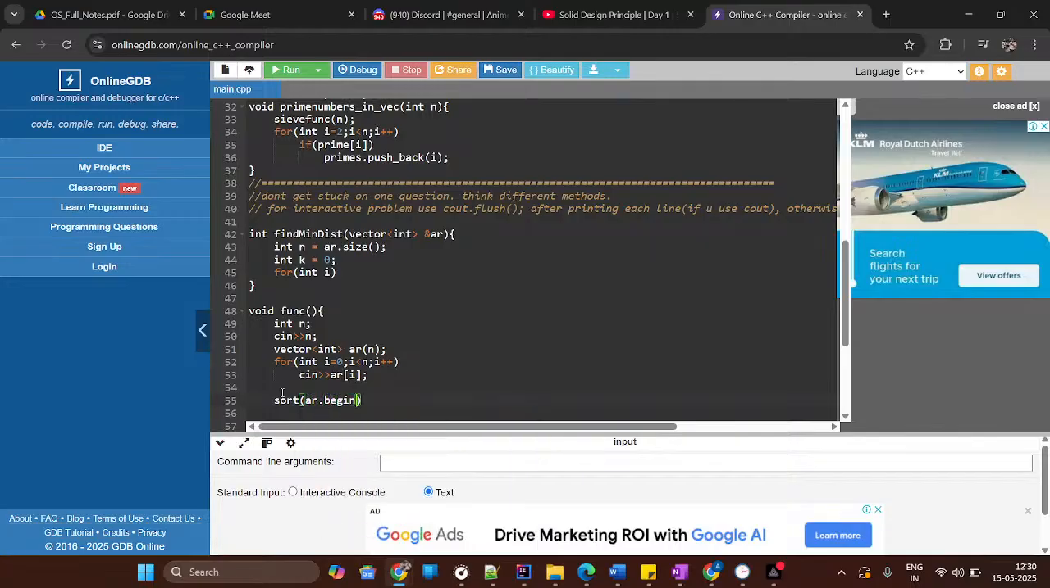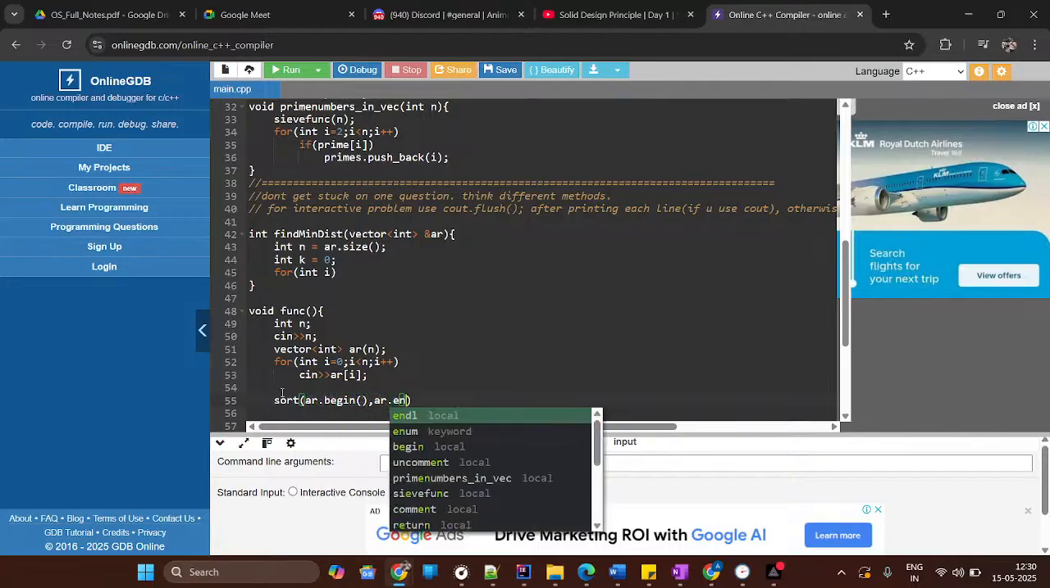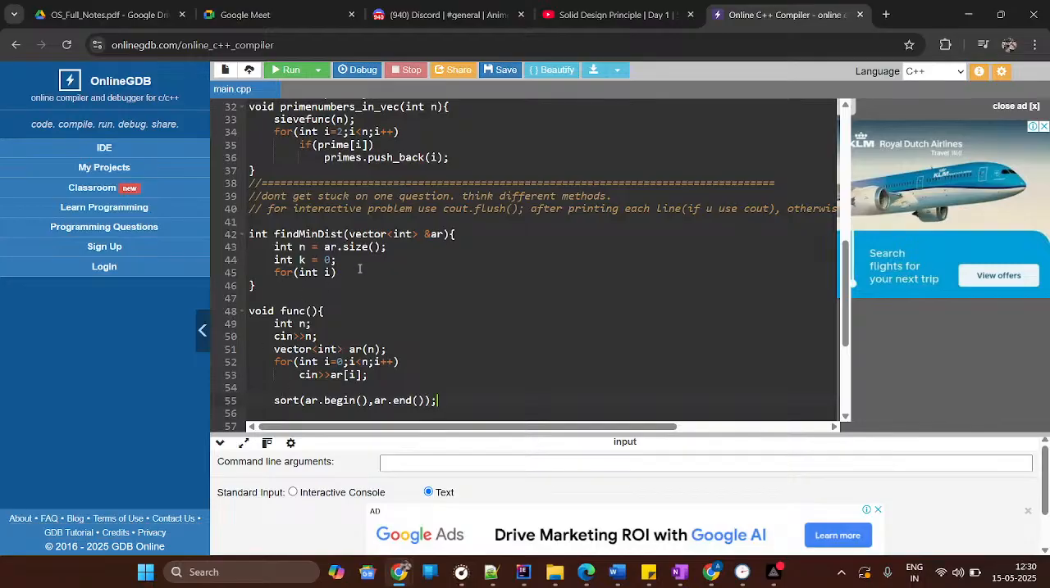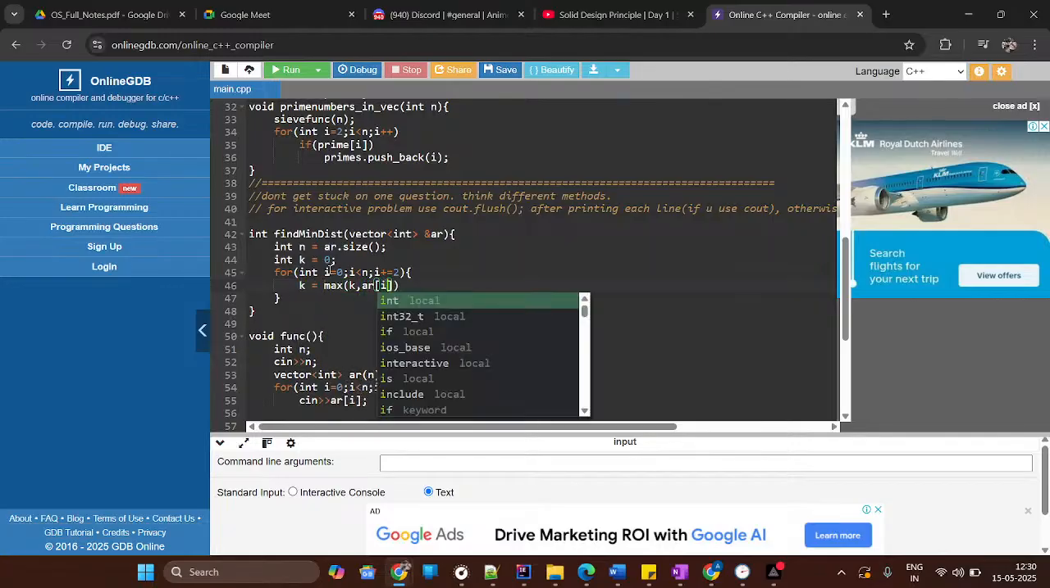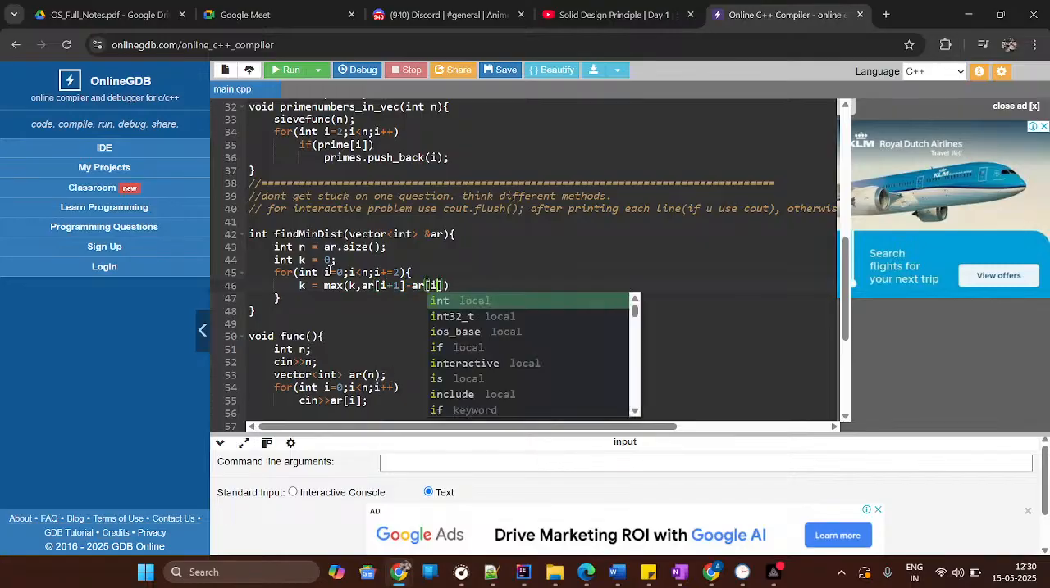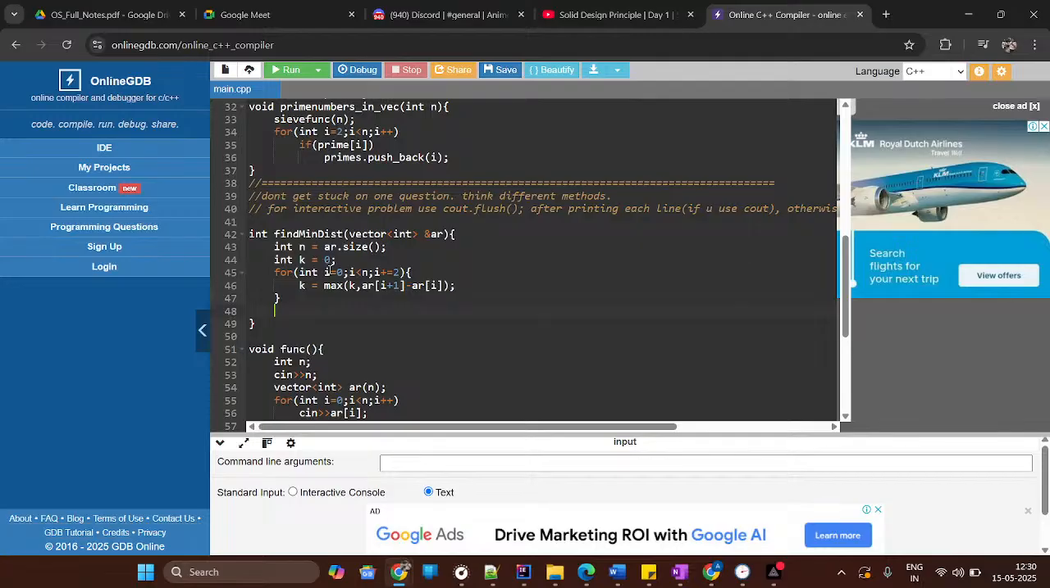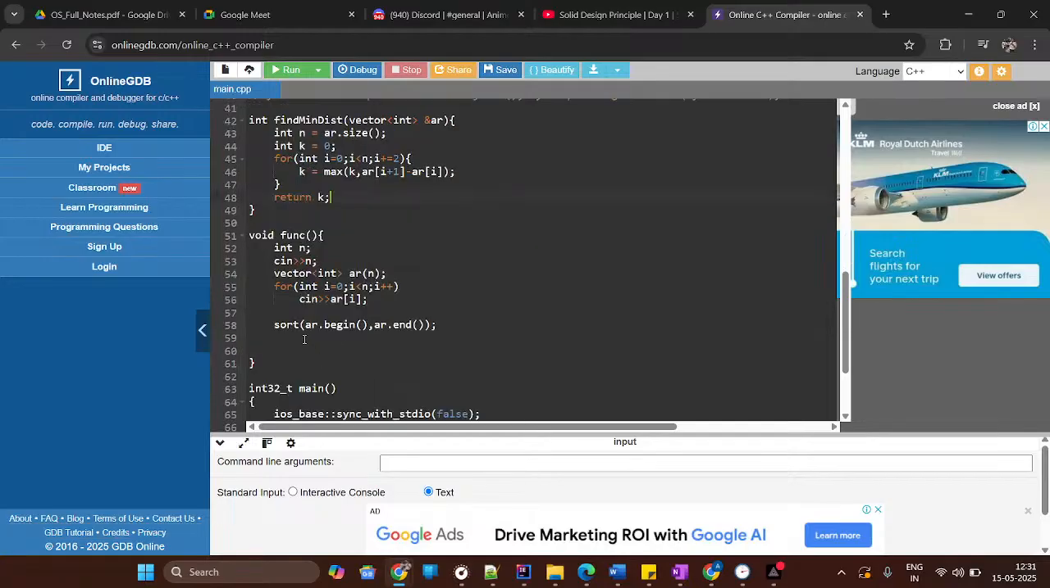Sort, yeah, we can, dot end. So for i equals 0, i less than n, i plus equals 2. And then the difference: k equals max of k comma the difference between i plus 1 and i. Then k is the maximum. Okay, we'll do that for the even case.